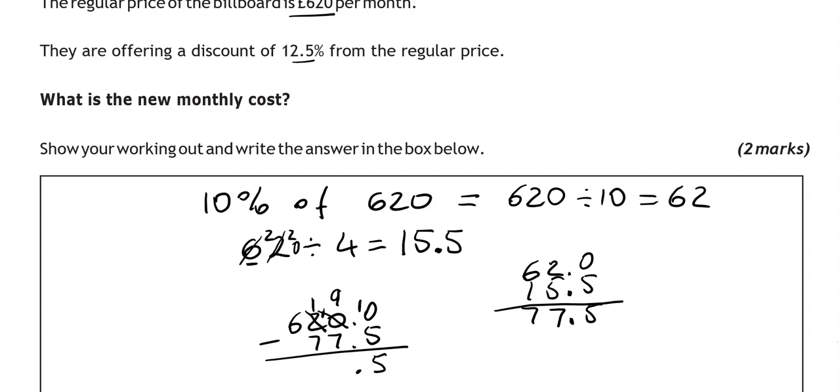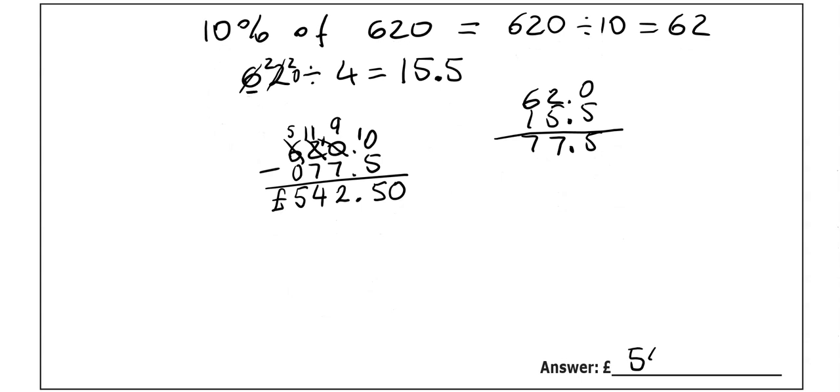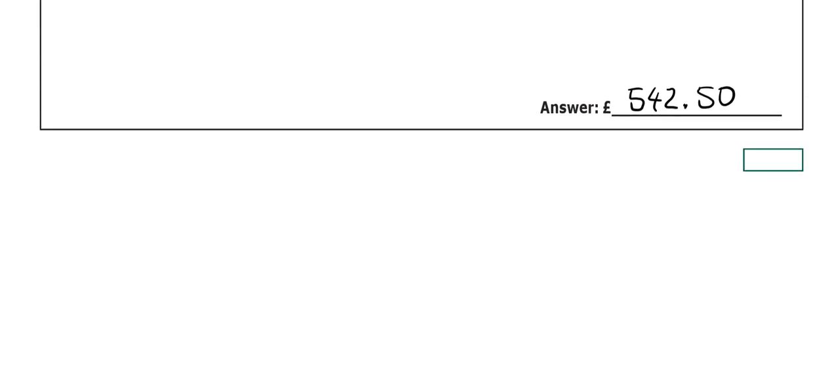9 take away 7 gives us 2. 1 take away 7 means that I need to borrow 1 from this and make it 11. So 11 take away 7 gives us 4. 5 take away 0 gives us 5. So £542.50. And this is the end of this paper.